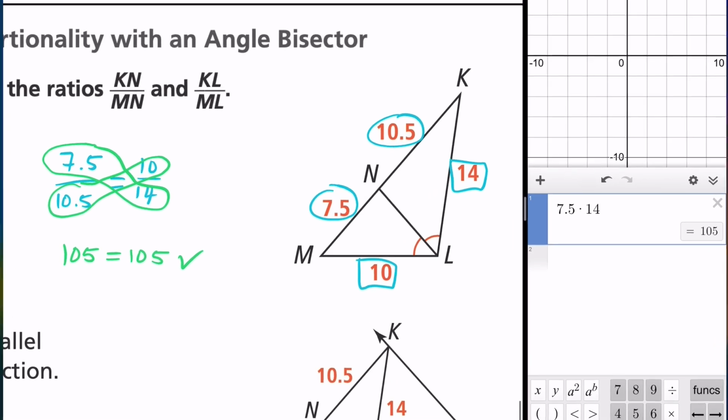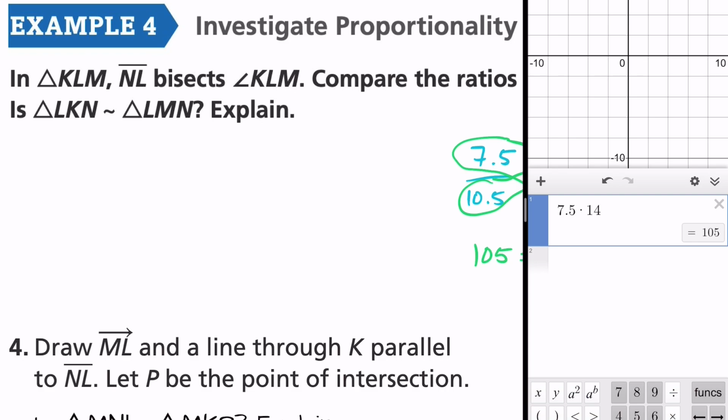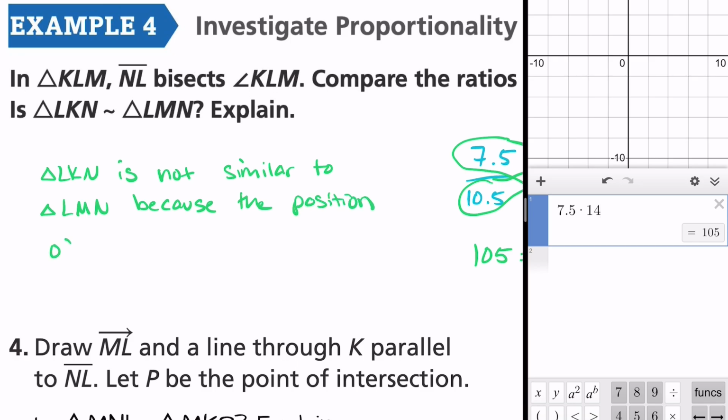We left off right here where the angle is in the wrong position. If we were demonstrating similarity, we would need the angle to be here, which goes against the theorem that we're working with for side-angle-side similarity. So what we can conclude is that triangle LKN is not similar to triangle LMN because the position of the congruent angle is not included between the proportional sides.